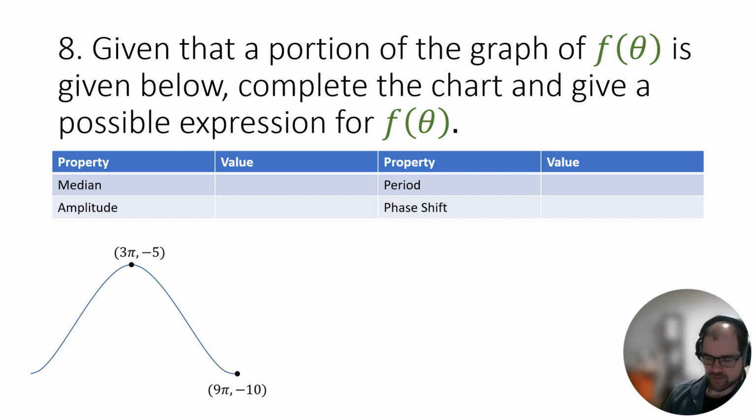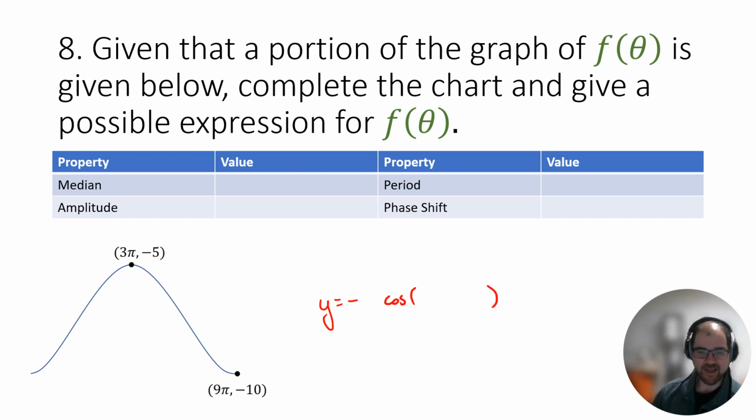And another one just like the last one. So we have some sort of negative cosine curve. We just need to determine the median, period, amplitude, phase shift, etc. So let's go ahead and take a look. We have a maximum height of -5 and a minimum of -10.